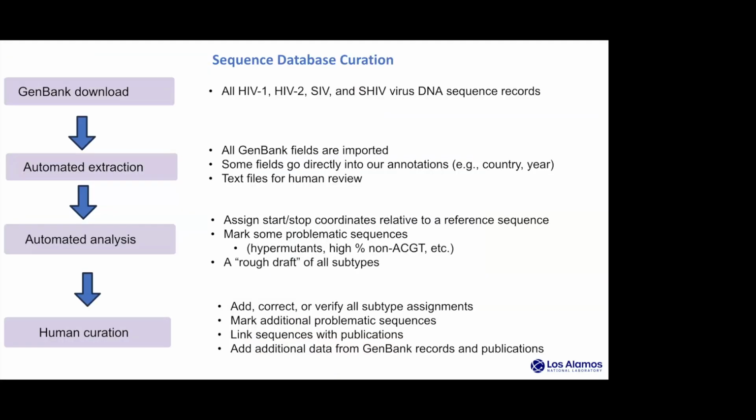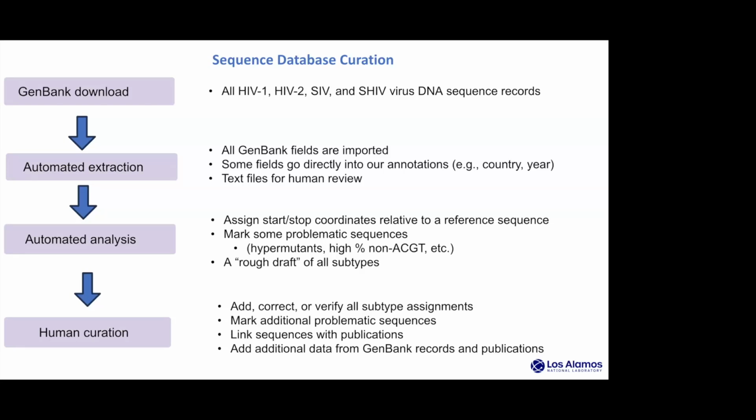So I'm one of the curators for the databases. And so the sequence database curation process starts with all the viral sequences in GenBank for HIV-1, HIV-2, SIV, and SHIV viruses. So we start from downloading all of those, and that's a fairly automated process. We also have automated processes for extracting the data. So all of the GenBank fields are imported. Some of those fields can go directly into our annotations, such as the country and year for sampling.